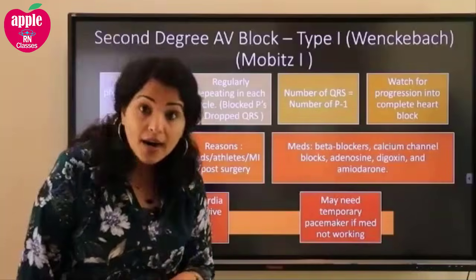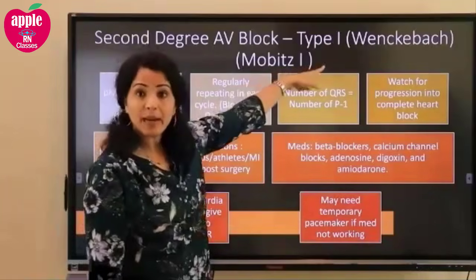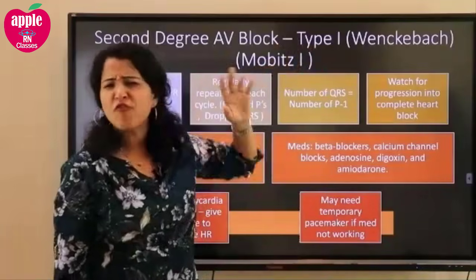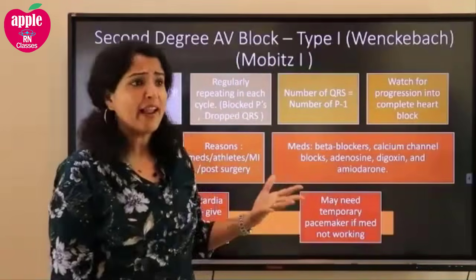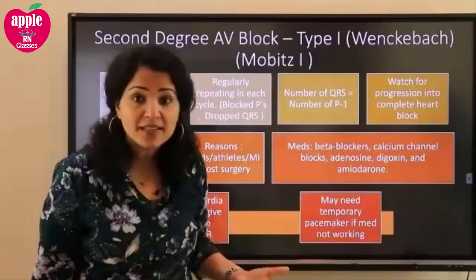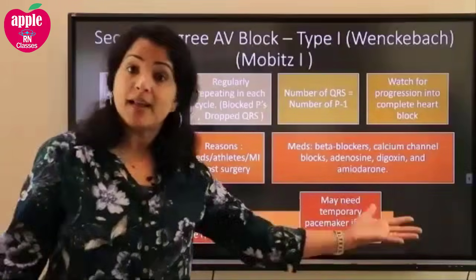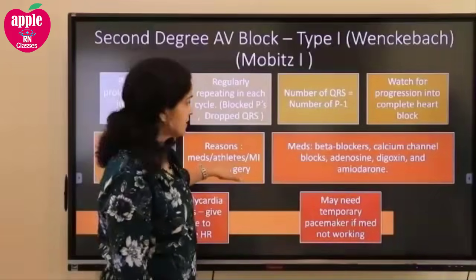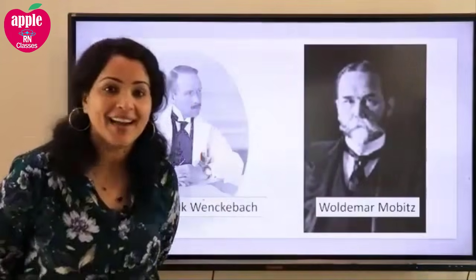And type 1 is also called Wenckebach. And it is also called Mobitz. Now, you must be thinking, what kind of names are these? Wenckebach and Mobitz. Why don't they just call it second degree type 1? I mean, that's enough, right? But there is a reason, and I will show you who is the reason. These two people are the reason behind it.